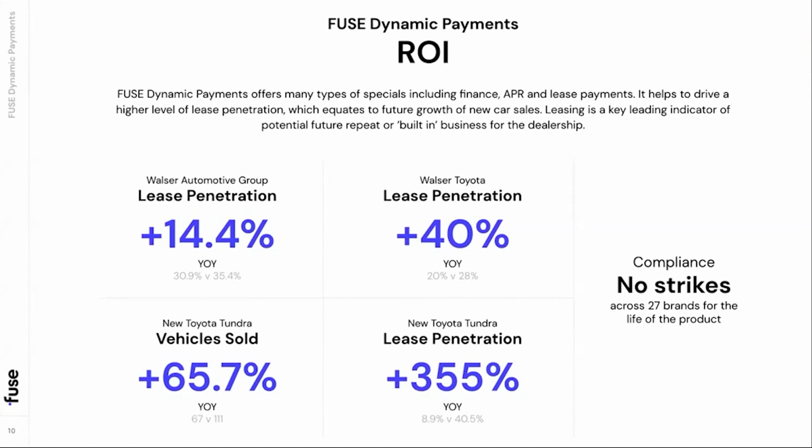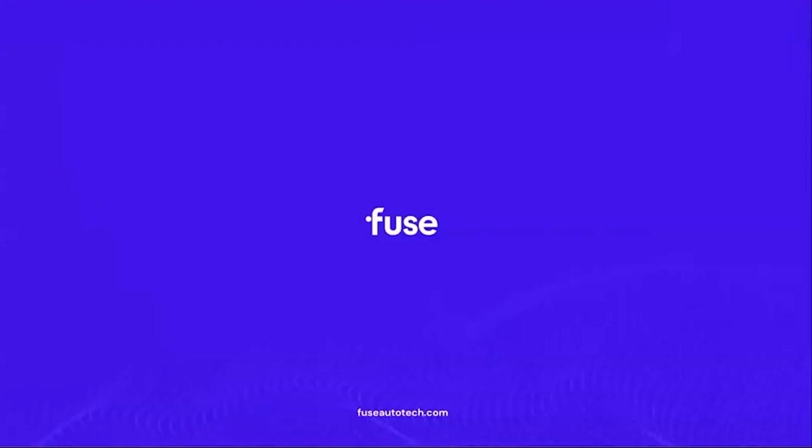Another key component here is that in the lifetime of this product, we've yet to have a compliance strike because all of the rules for minimum advertised price or minimum advertised payment are built into the software. There's no way for one of your team members to fat finger a key and put in a price that's going to get you a strike.